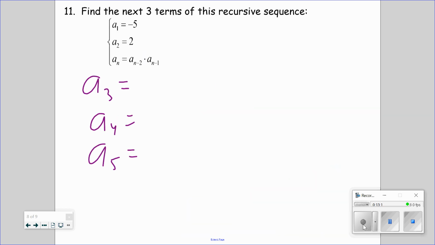All right, we're on our last one. To get the next 3 terms, we have to go 2 previous. That's what AN minus 2 means, times the previous. So to get A3, I'd go 2 terms back.